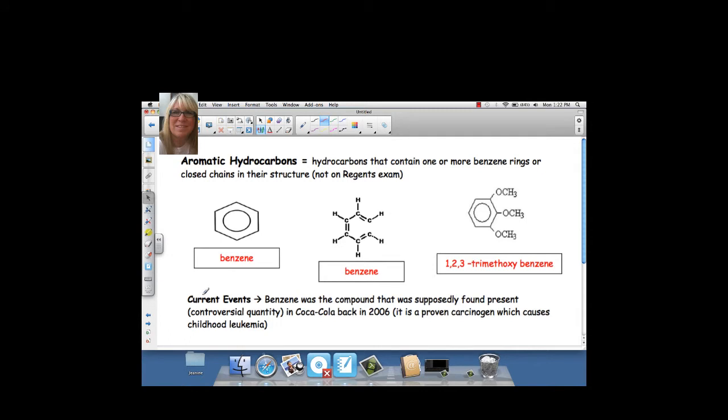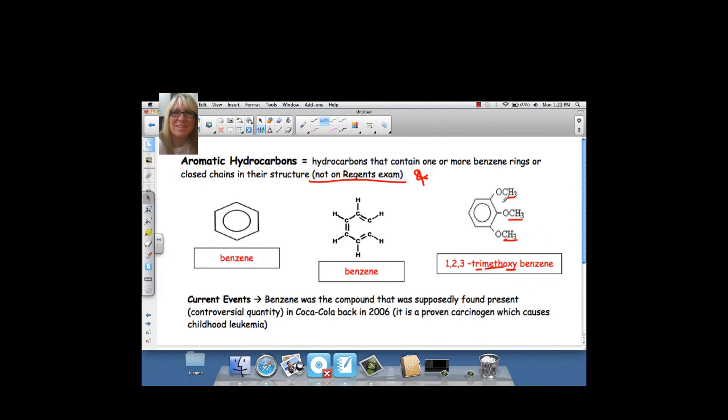Lastly, this has nothing to do with isomers, just FYI, this is not on the Regents exam. Aromatic hydrocarbons. Hydrocarbons that contain one or more benzene rings or closed chains in their structure. So benzene can be written like this, or it can be written like this. Notice benzene has 3 double bonds. And then another type of benzene, here you have not only a methyl group, but you have an oxygen. So this would be called 1,2,3-trimethoxy benzene, because of the oxygen.